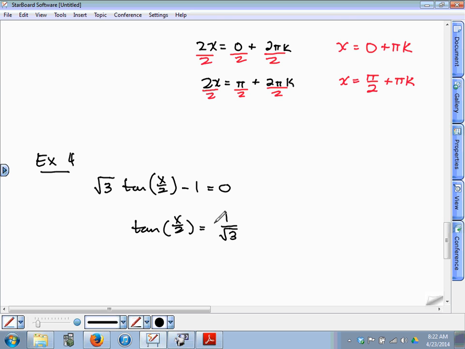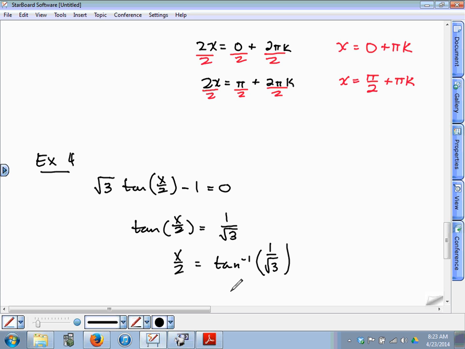Now you can rationalize it if you want to. You don't necessarily have to, because we're not going to use this as part of our answer anyway. We're just going to use this inside the inverse tangent. For that reason, I would leave it in this form, without rationalizing it. X over 2 is going to equal the inverse tangent of 1 over square root of 3. If you're going to use your unit circle, it'd be better to leave it in this form.